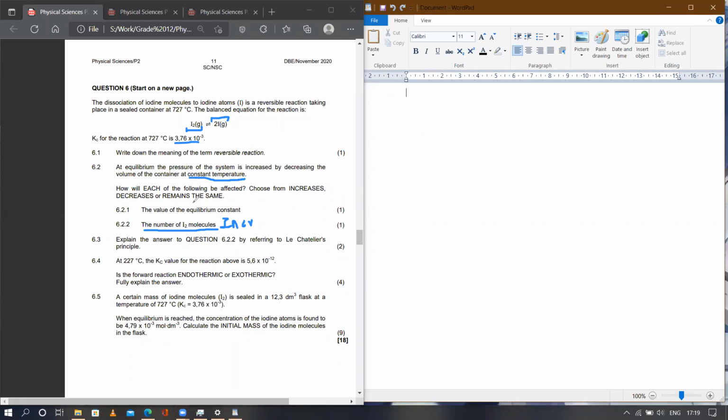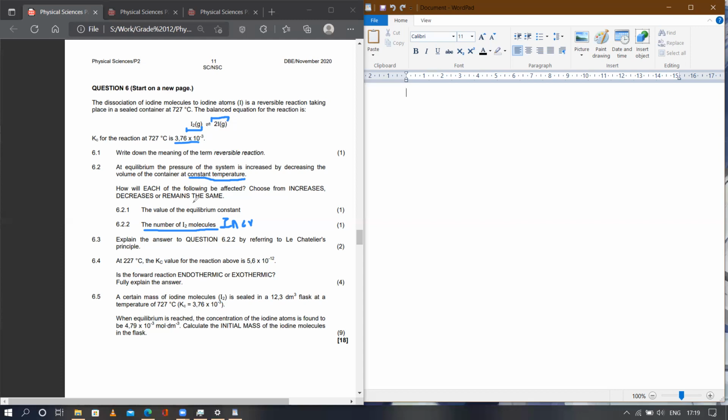Now we're going to 6.4. They say at 227 degrees Celsius. So now you're going to change the temperature. And as we know, the temperature affects the equilibrium constant. The equilibrium constant of the reaction is 5.6 times 10 to the exponent negative 12. So they say, is the forward reaction endothermic or exothermic?